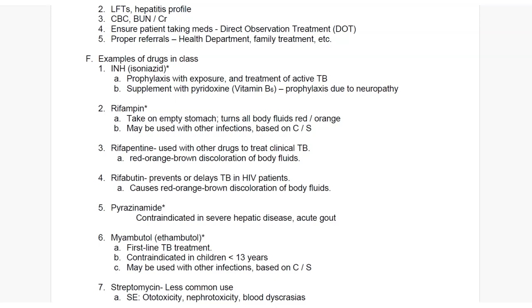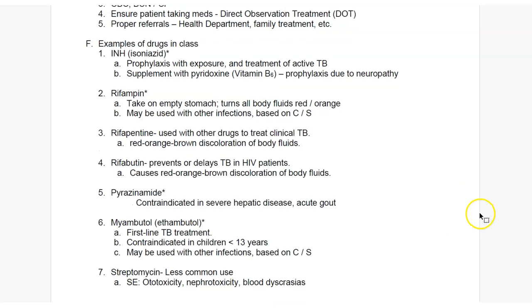Next medication is pyrazinamide, and we need to know that this is contraindicated in severe hepatic disease and acute gout. Another medication is ethambutol. Just to remind you, please remember the generic names of these drugs. Ethambutol is one of the first-line treatments for tuberculosis. This is contraindicated in children less than 13 years old, and in addition, this is also used for other types of infection based on their culture and sensitivity results. So don't assume that just because they're on ethambutol that they have tuberculosis, because this can also have different uses.